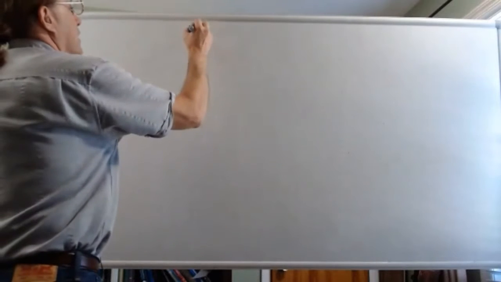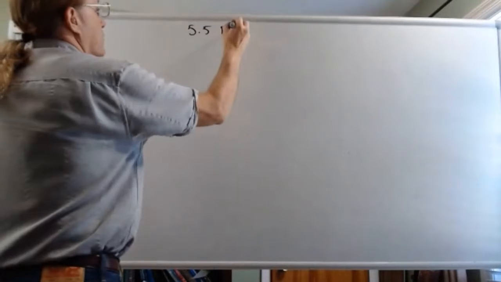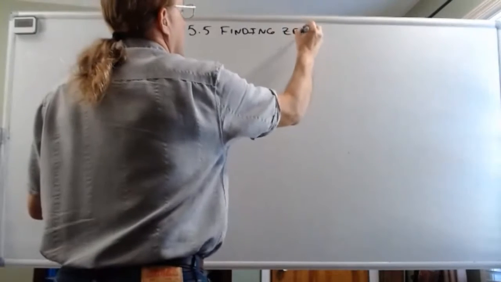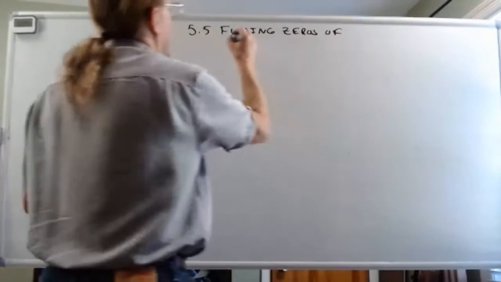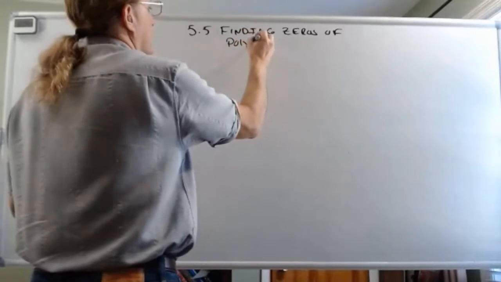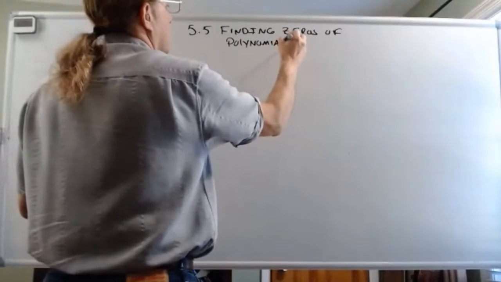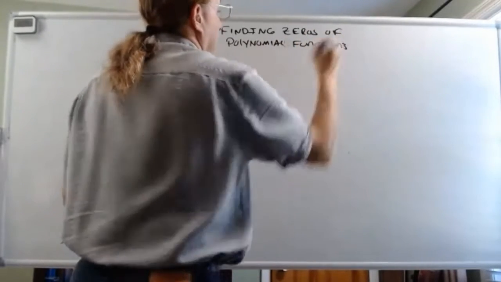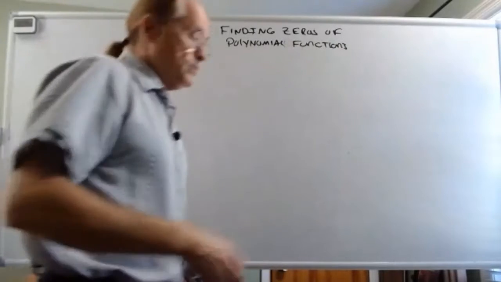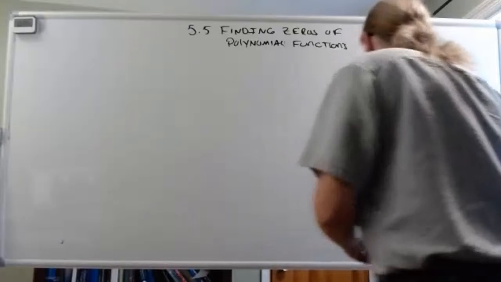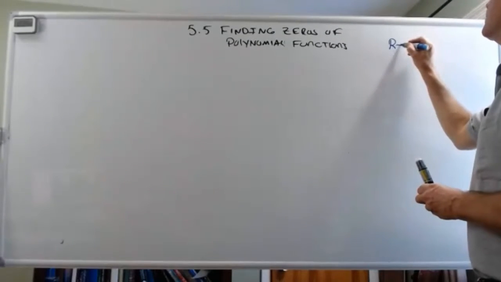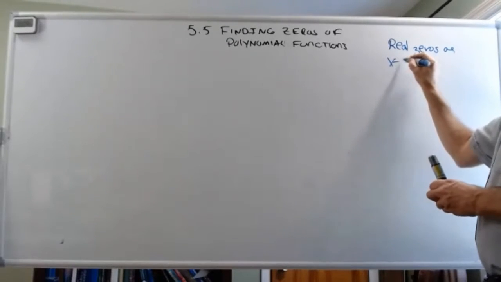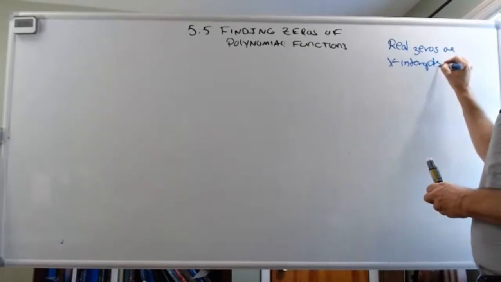5 had one objective in mind, and this is the objective. It's all about finding zeros of polynomial function or polynomial functions. And I should mention again, real zeros end up being the x-intercepts. We're going to put that over here. The real number zeros are x-intercepts, the x-coordinate of the x-intercepts.